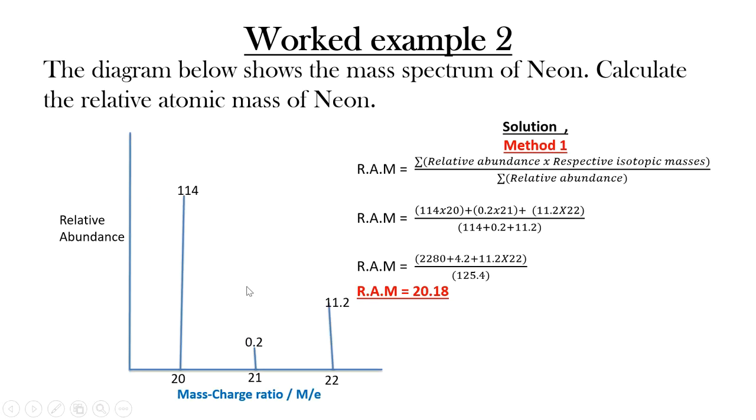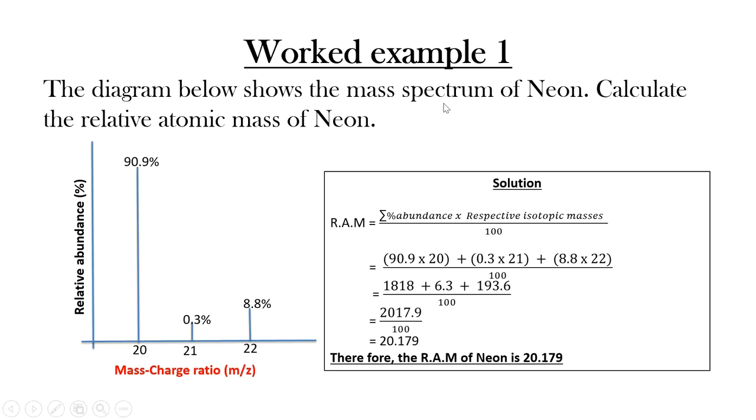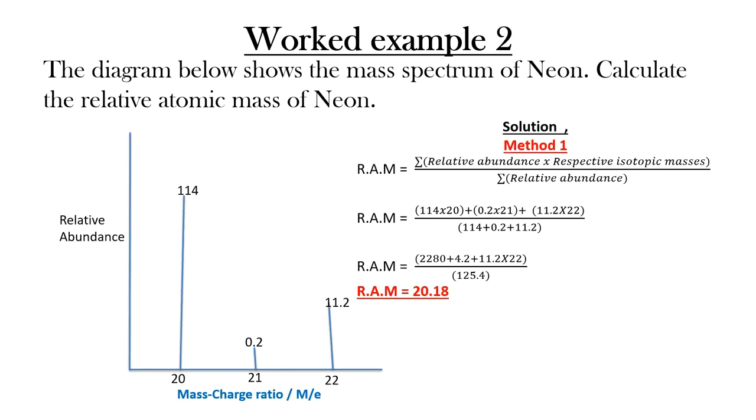Okay, let's look at our second example. Our second example is still about the spectrum of neon. The diagram below shows the mass spectrum of neon. Calculate the relative atomic mass of neon. What is the difference between the first and the second? This is the first example, then this is the second example. The difference is that here they have given us relative abundance, but it's not in percentage. In the first example, the relative abundance was in percentage.